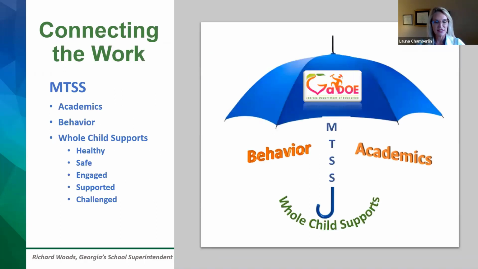MTSS connects academics, behavior, and whole child supports. MTSS also supports the whole child by matching interventions and supports to a child's specific needs. So many parts of a child's life improve when he or she feels healthy, safe, engaged, supported, and challenged. The MTSS umbrella approach you see here in this graphic shows how different processes are combined to meet the needs of our children.